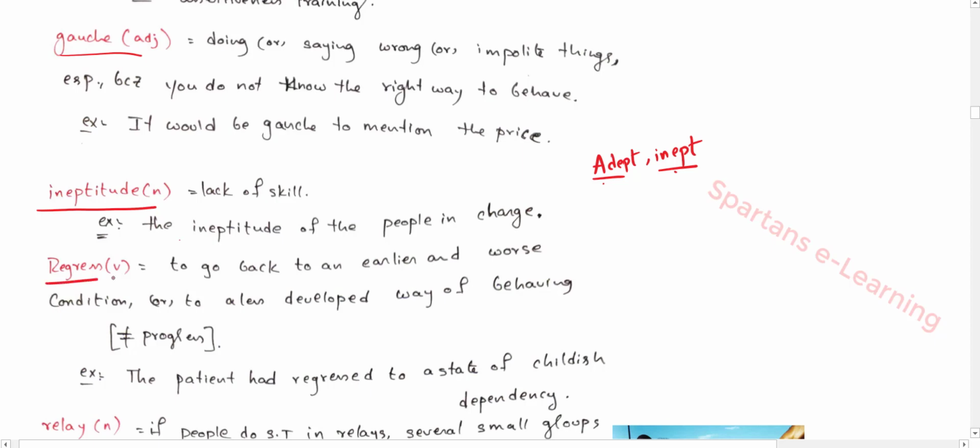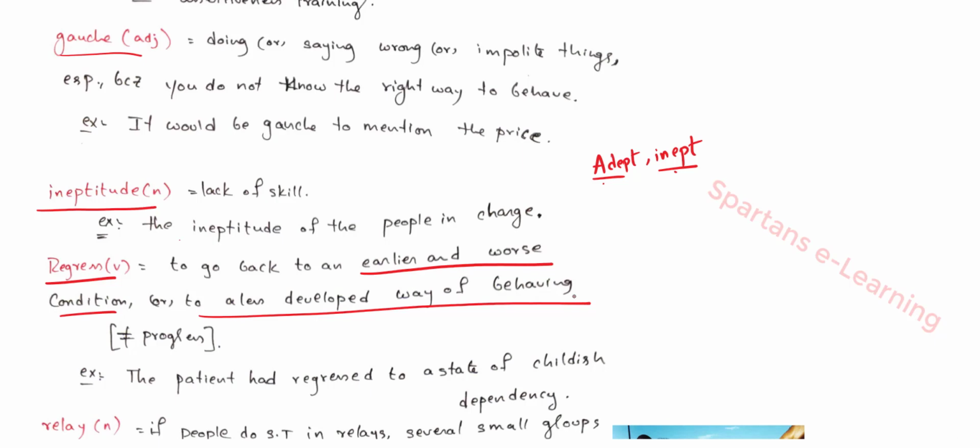Our next word is regress. Regress is a verb. Regress means to go back to an earlier and worse condition or to a less developed stage, a less developed way of behaving. So regress is exactly opposite to progress, right? If you move forward, it is progress. If you move backward, it is regress. So regress means going back to the previously worse condition, or going back to a less developed stage. Example, the patient had regressed to a stage of childish dependency, right?